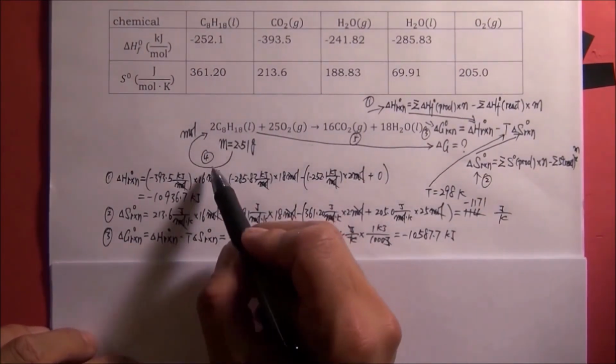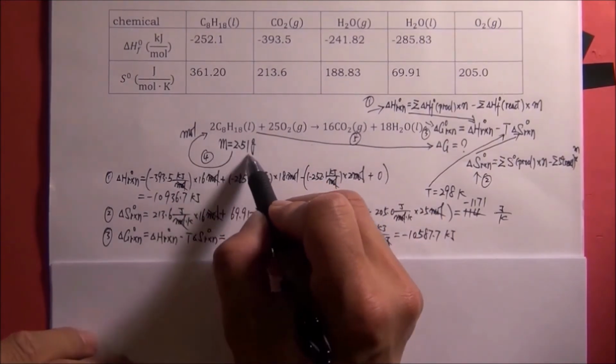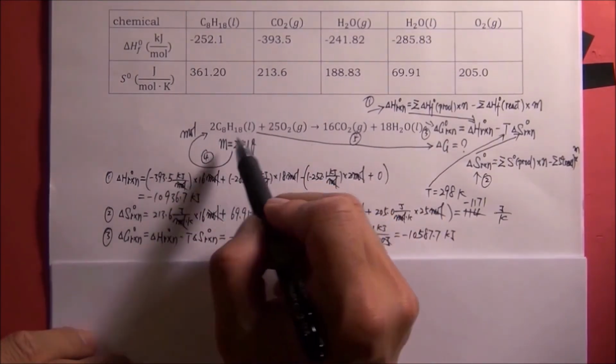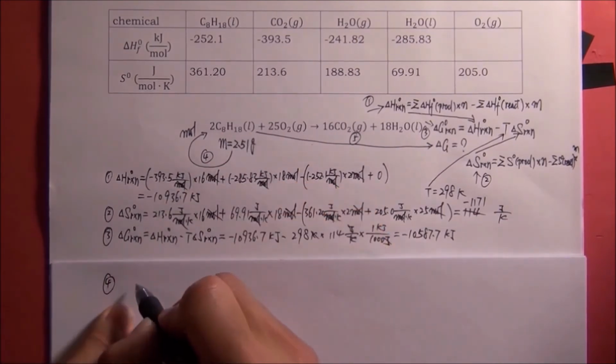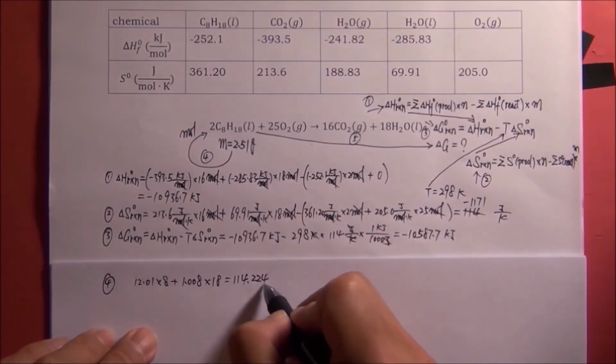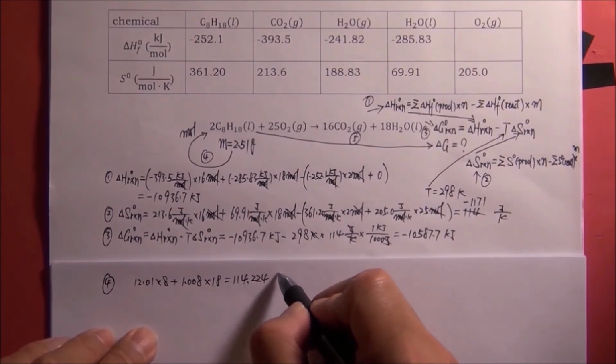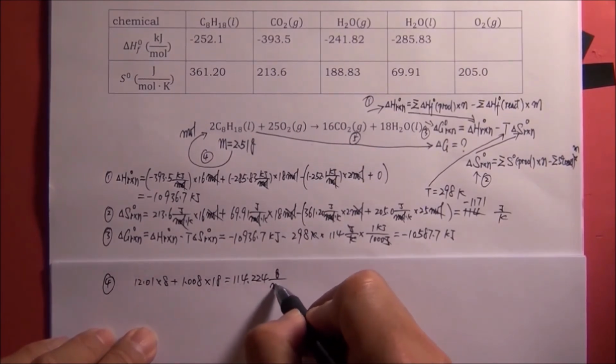Step 4. We need to convert the mass of octane to moles of octane. We need to calculate the molar mass of octane first. The unit of the molar mass is gram per mole.